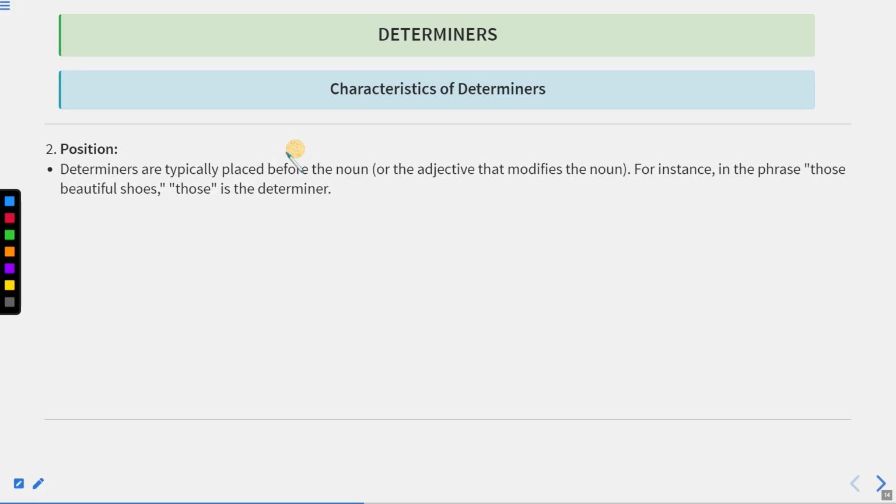The second one is position. Another characteristic is position. Determiners are typically placed before the noun.